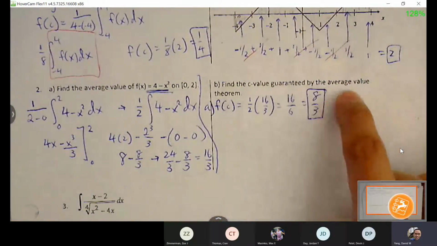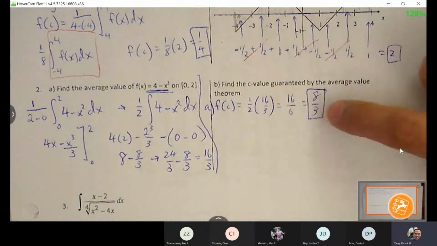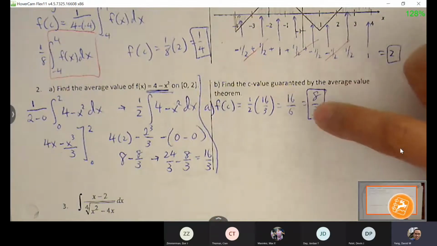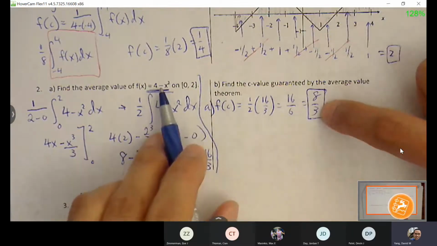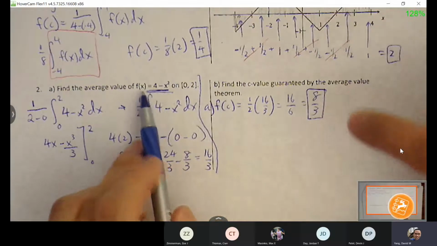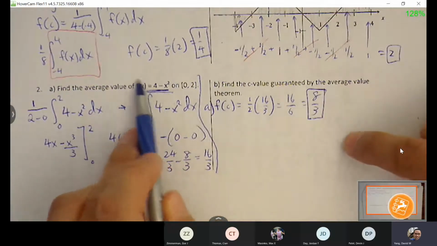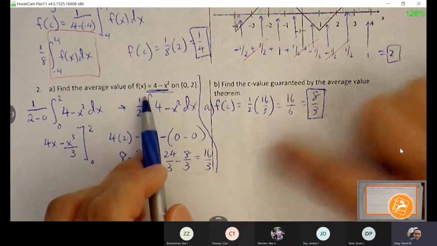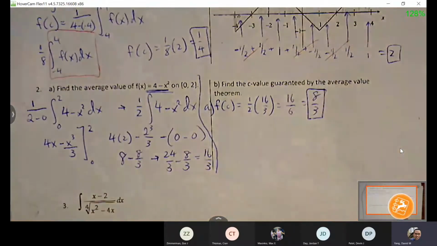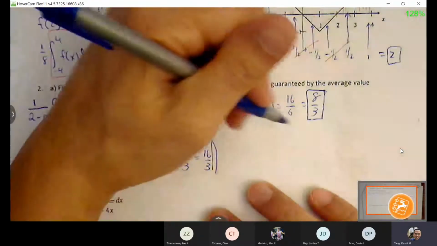Okay, find the c value guaranteed. So what that's saying is, okay, we have the average height, but where is the graph going to actually reach the average height? So we simply set this equal to the function, right? We basically are working backwards. We know what the y value is. We're looking for the x. So just take the original function, insert the 8/3 in for the y value, and then we can solve for x.